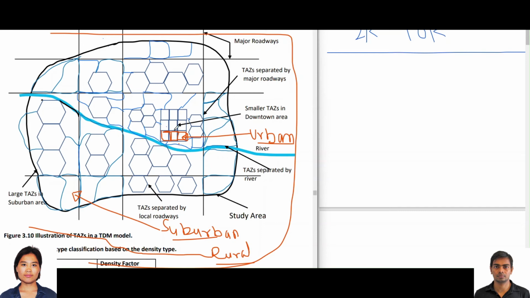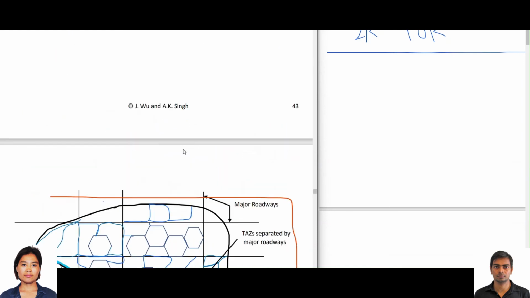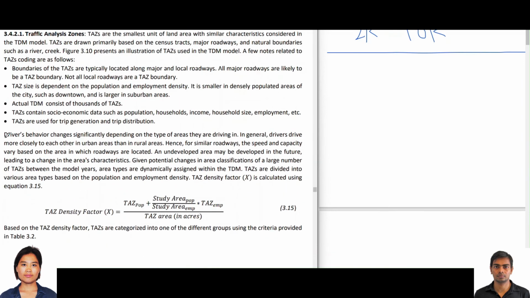When drivers drive in an urban area, they typically drive very close to each other, and the link has higher capacity in the absence of signals and everything. Whereas when they drive in suburban or rural areas, they drive a little bit farther from each other. The driver characteristics change when they are driving in an urban area versus a rural area. So that's the importance of area type. Area type plays a role in how drivers drive in a certain area. So the next paragraph goes in and discusses the area type.